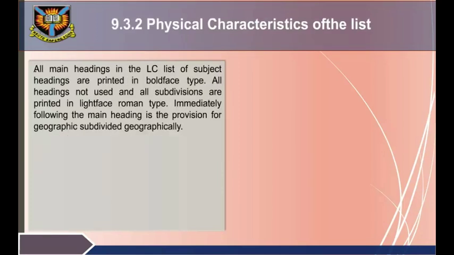Physical characteristics of the list. All main headings in the LC list of subject headings are printed in boldface type. All headings not used and all subdivisions are printed in lightface Roman type. Immediately following the main heading is a provision for geographic subdivision, geographically.